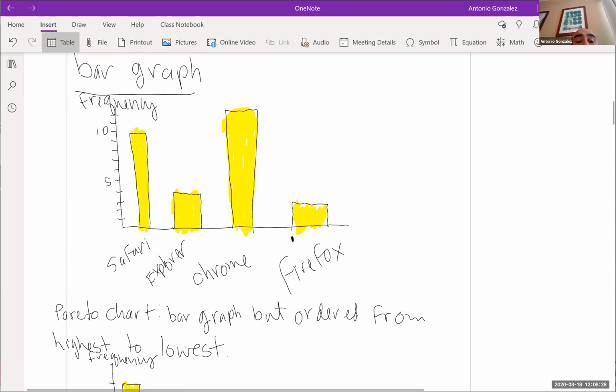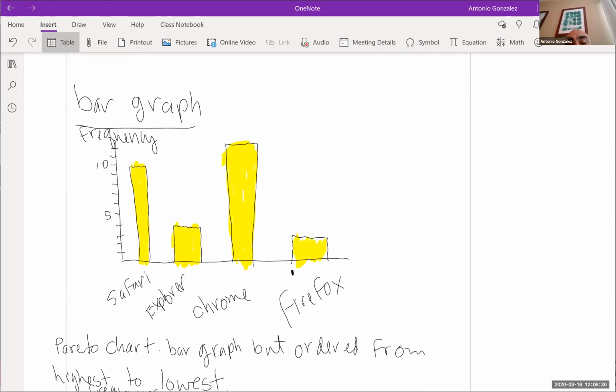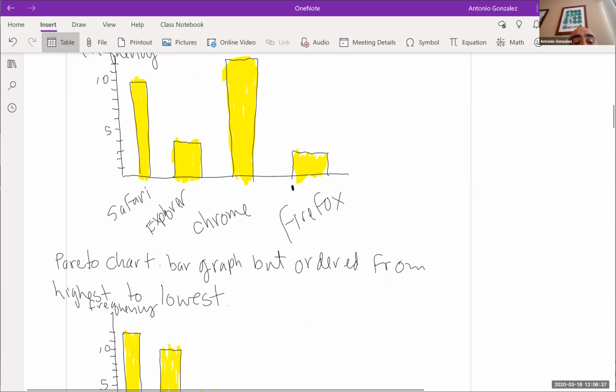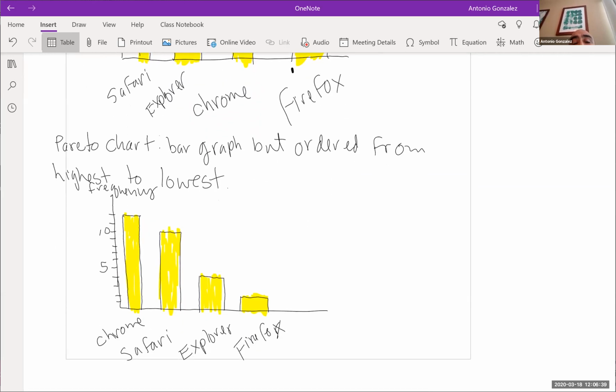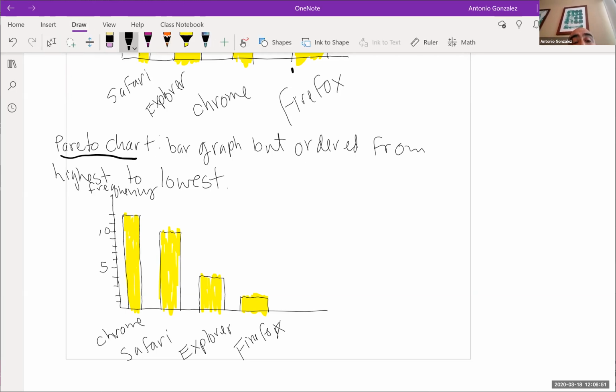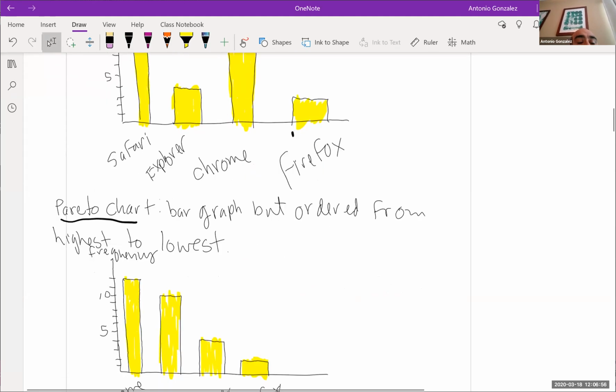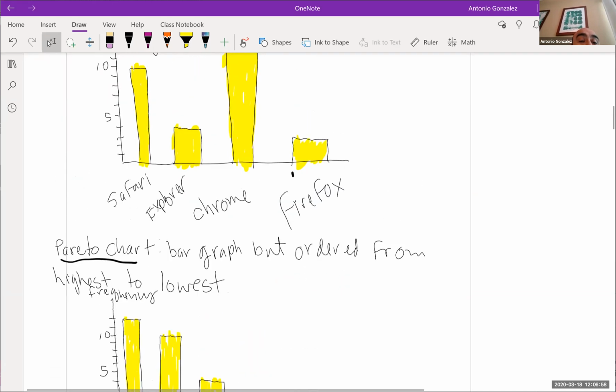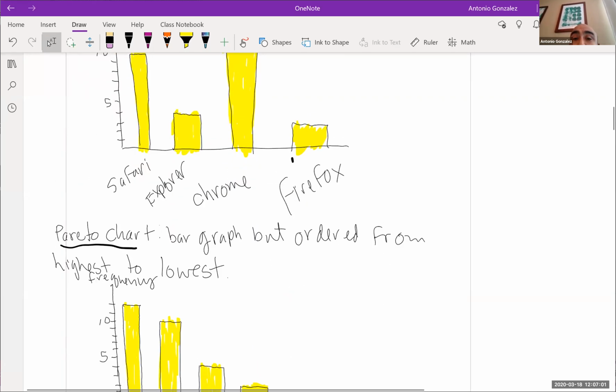Now, when we don't pay attention to what order we present our data, we just call that a bar graph. A particular instance where we order it from the highest quantity to the lowest is what we call a Pareto chart. It's the same as a bar graph, the only difference being that there's an order as to how the data is presented. It looks a little cleaner, and that is the only difference between a bar graph and a Pareto chart.